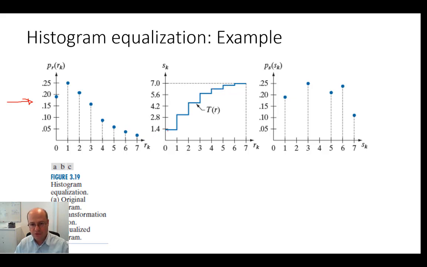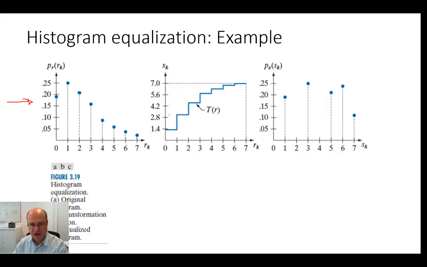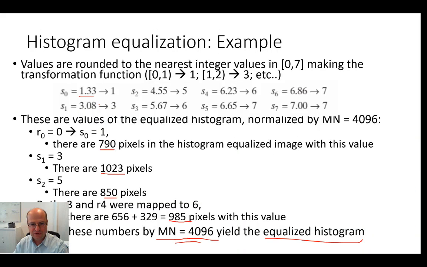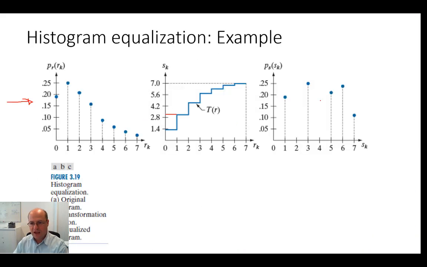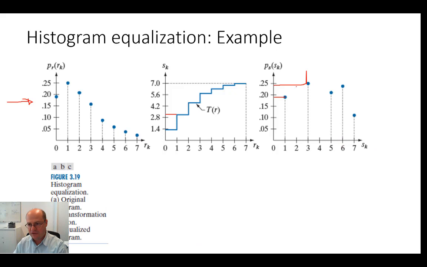This is value 1.33, that's the first value here. This will be value 3, which is the second value, and so forth. And these are the normalized values of pixels in the output image, normalized by getting the number of pixels that fall into each of these new bins, defined by S0, S1, S2, and so forth, divided by the size of the image, and I have the new histogram.